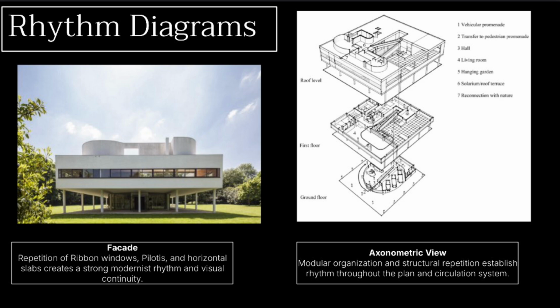In the axonometric organization, the rhythm is reinforced through modular planning and circulation movement. The repeated structural grid organizes the interior space, while the ramp creates continuous flow throughout the house. Unlike more expressive architectural styles, Villa Savoye focuses on clarity, order, and functional movement through space.